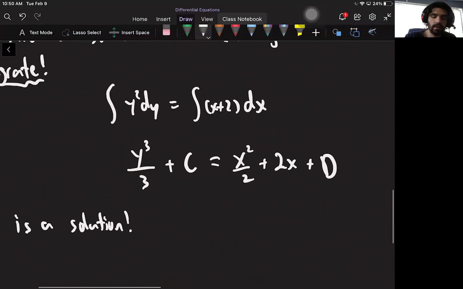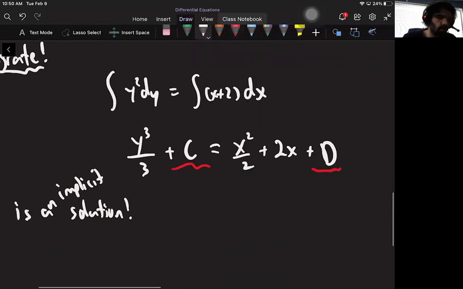So this would be an implicit solution because I don't have y solved for. But we're not actually done because we're going to make it much better. So notice that I have these 2 constants. So what is that saying? That's saying that I don't just have a solution. I actually have many solutions.